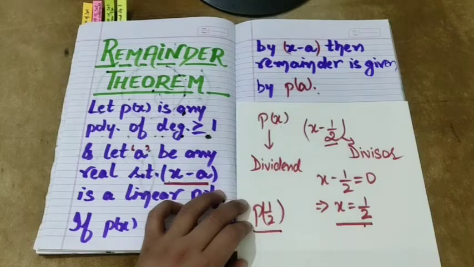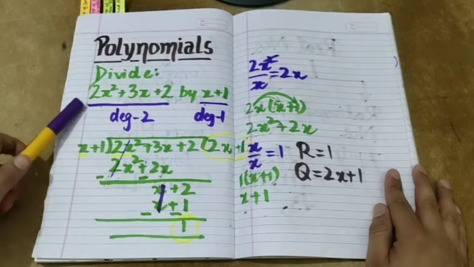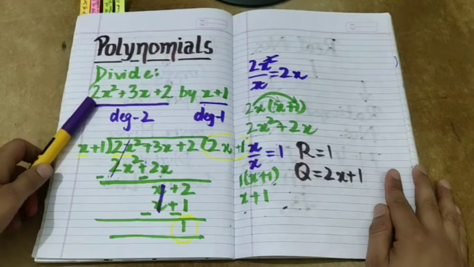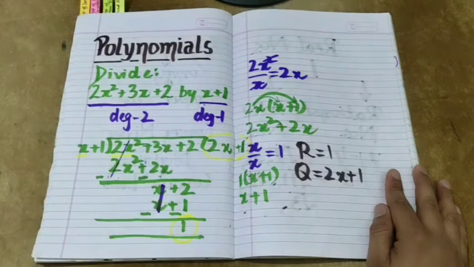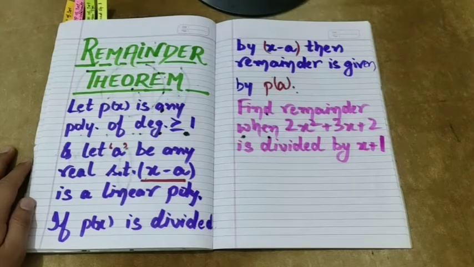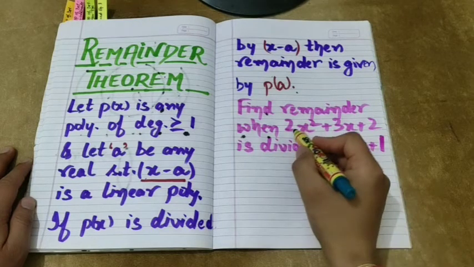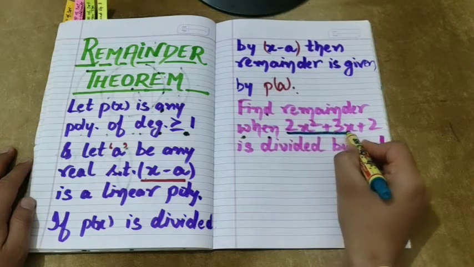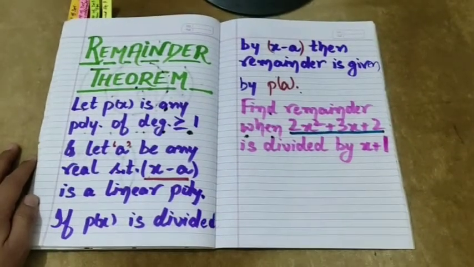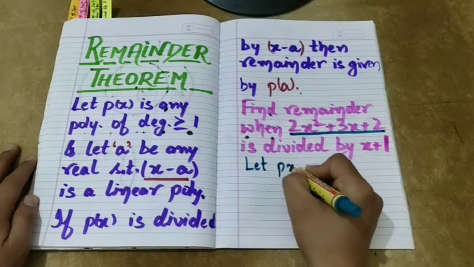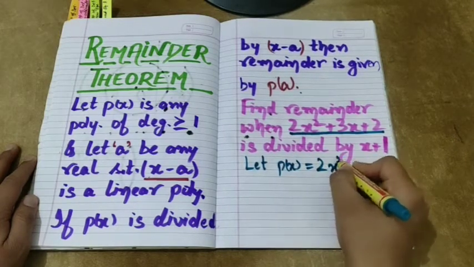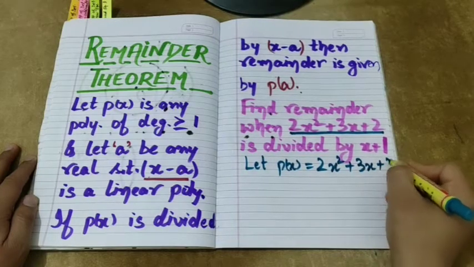Now we will do one question regarding this. Let us do this question only: find the remainder when 2x squared plus 3x plus 2 is divided by x plus 1. Well students, we will use the remainder theorem to find the remainder. So let us suppose that the given polynomial or the dividend is p(x). Let p(x) equal 2x squared plus 3x plus 2.